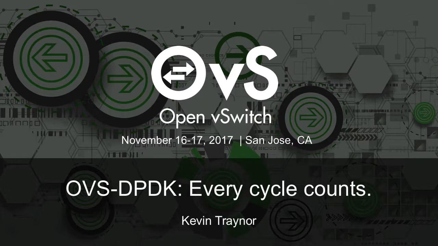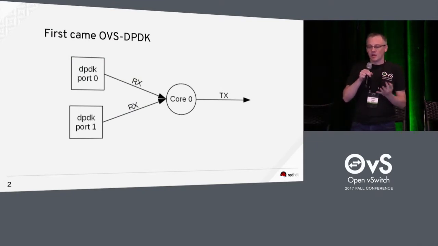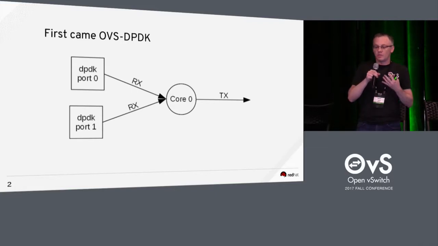Okay, so I guess first came this. We have a core. We call them kind of interchangeably cores and PMD cores in OVS. It pulls some queues from some DPDK ports, so port 0, port 1. It processes the traffic. It's run to completion, and it transmits it. But of course, what's the problem?